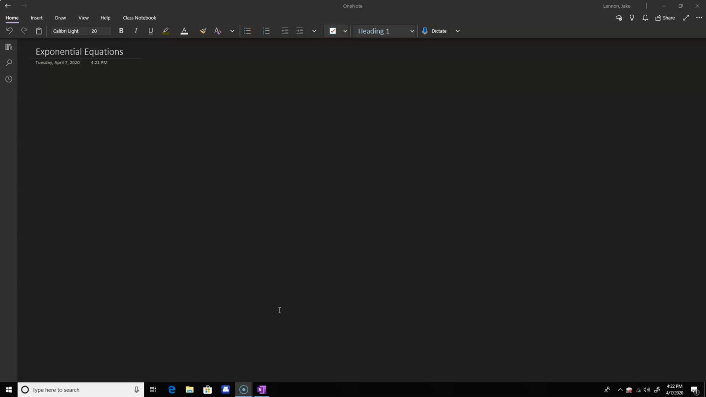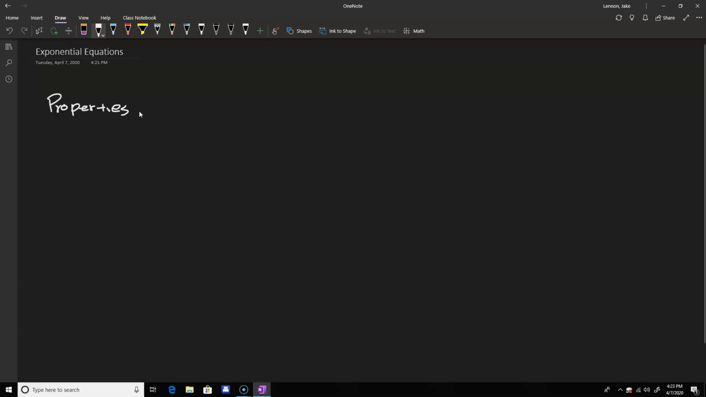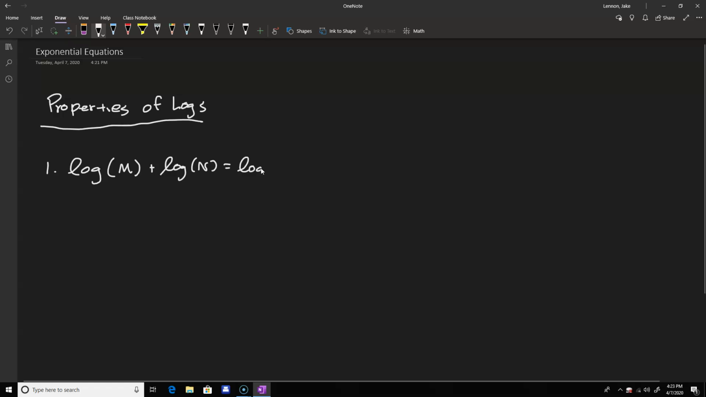So what we first want to do is review some of our properties of logarithms that we'll be using. We had two sets of properties, our general properties of logarithms. There were three of those. The first says that, again, this applies as long as the bases match: the log of m plus the log of n is equal to the log of m times n.